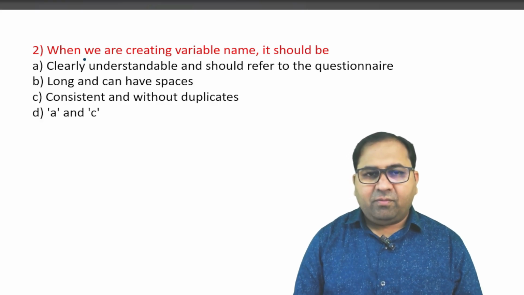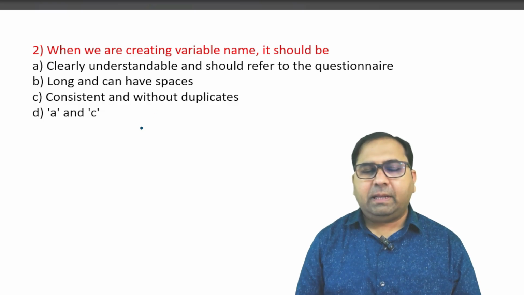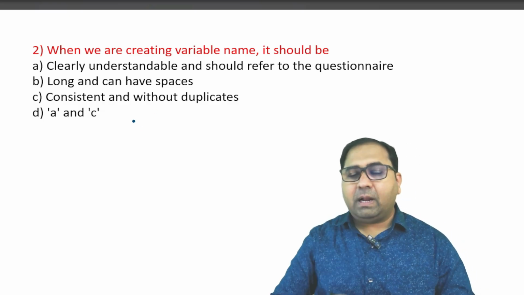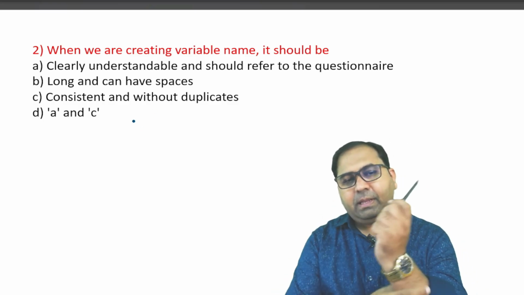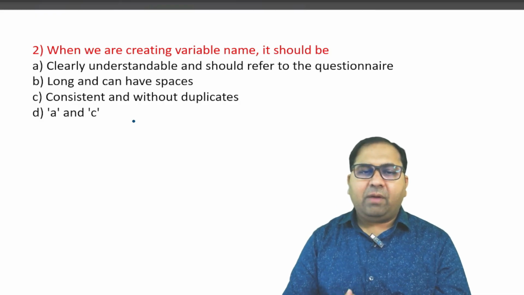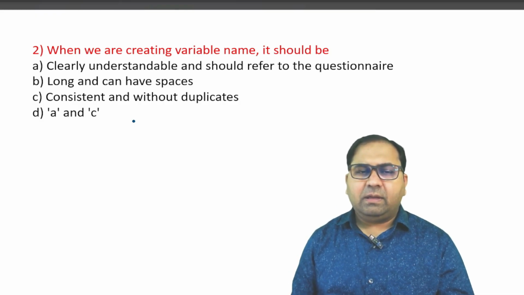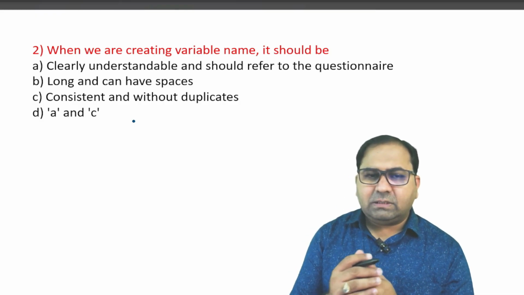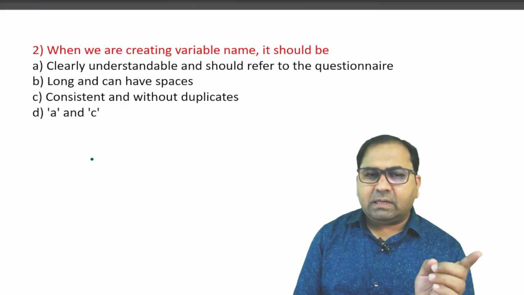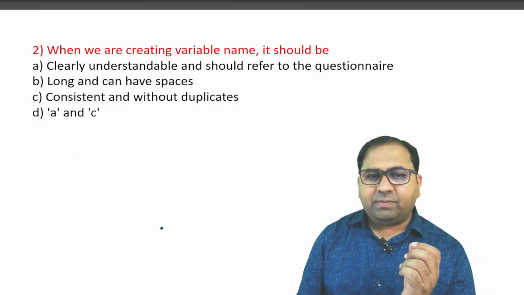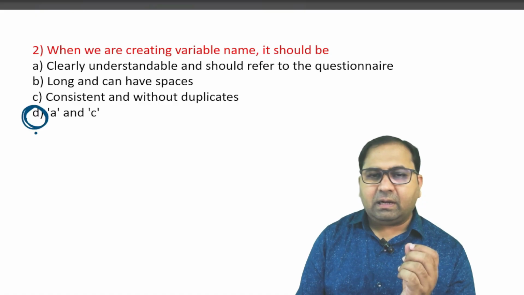Next question. When we are creating variable name, it should be, options are A. Clearly understandable and should refer to the questionnaire. B. Long and can have spaces. C. Consistent and without duplicates, or D. Both A and C are correct. The answer for this question is option number D, that is A and C are correct.